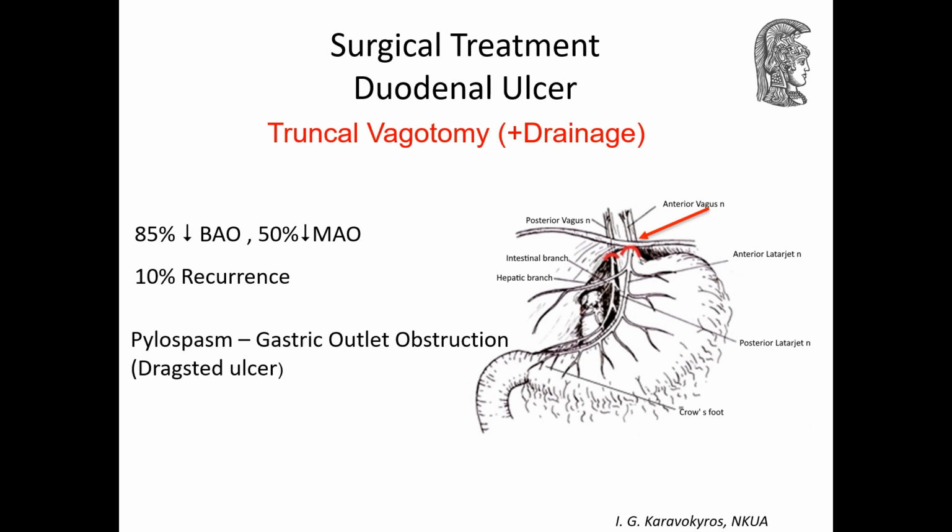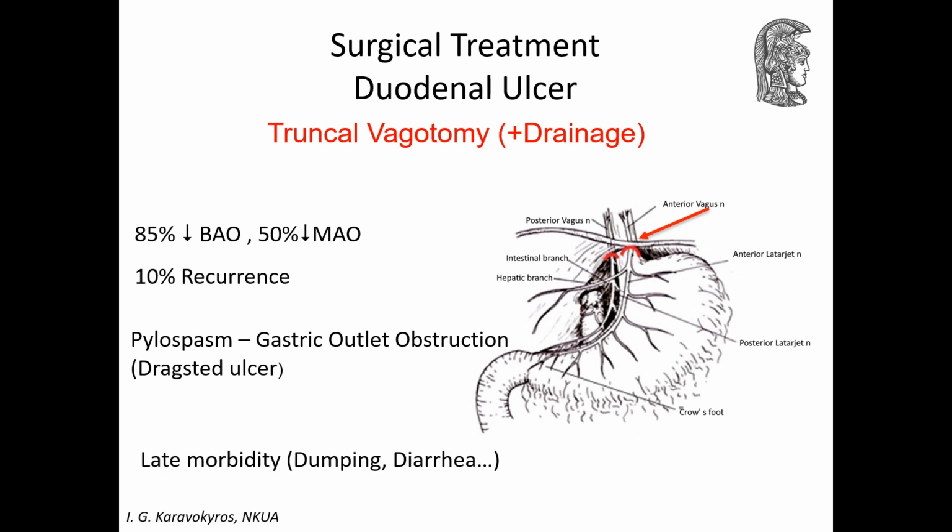However, in 30% of the patients, pyloric denervation causes spasm of the pyloric sphincter, delay of gastric emptying, and development of secondary prepyloric ulcers known as Dragsted's ulcers. Thus, truncal vagotomy must be combined with a drainage procedure. Truncal vagotomy splits up the hepatic branch of the anterior vagus nerve, and the intestinal branch of the posterior vagus nerve, so it denervates non-selectively the viscera. This in turn leads to late morbidity, mainly dumping syndrome and diarrhea.